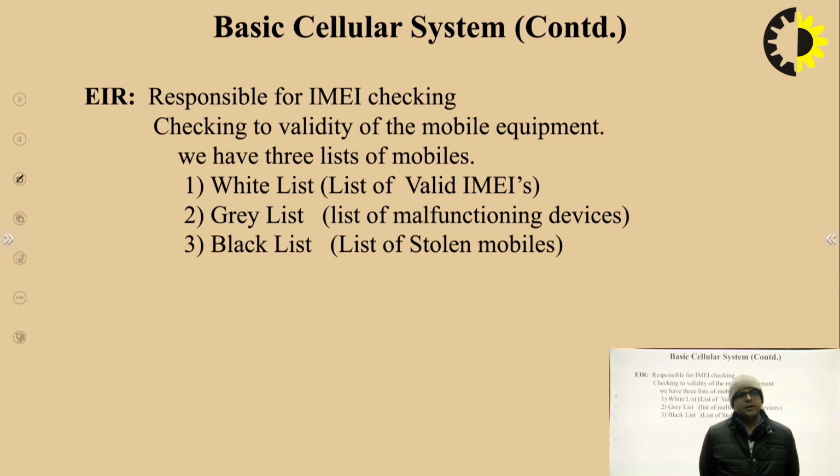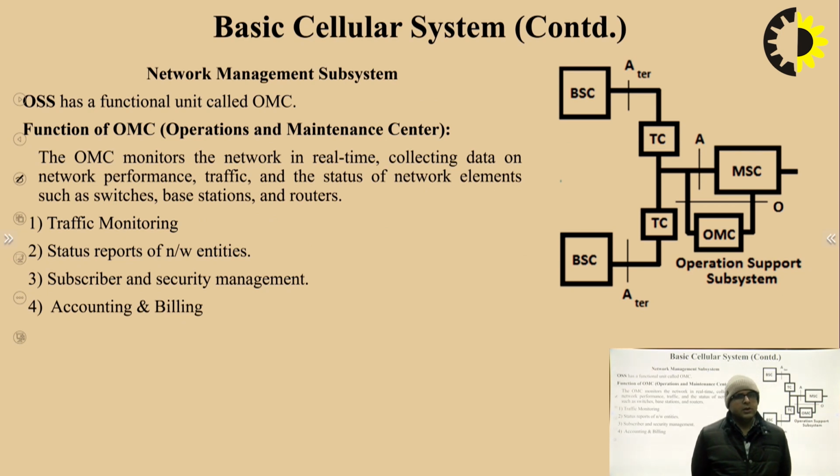So after checking all this information, the mobile switching center blocks the services corresponding to that subscriber equipment. The next and important part is the operational support subsystem, which is a functional block of the operation and maintenance center. It controls all the operations which the GSM architecture performs.